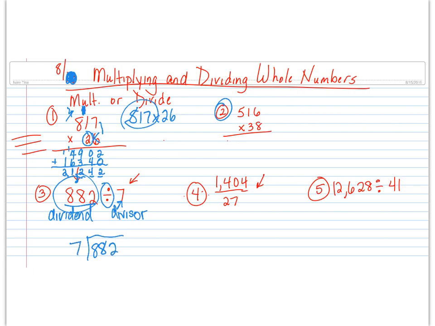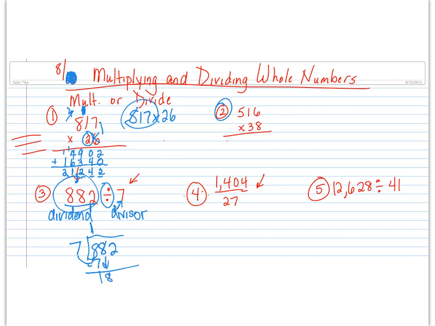Now I say to myself, how many times does 7 go into that first 8? Well, it sure does. It goes in there one time. I have to put that over that first 8. There's 7, and I subtract. I get 1, I drop down my 8.